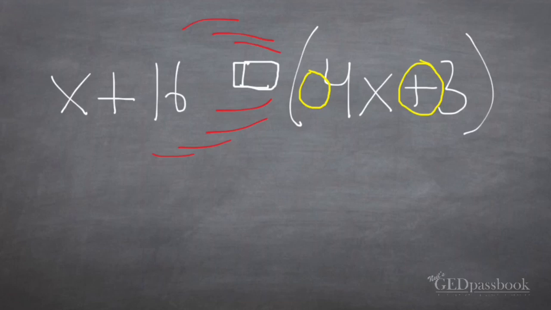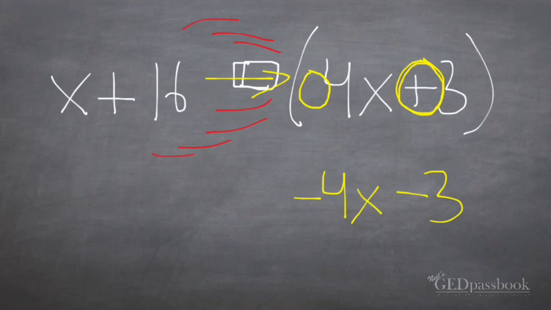So I circled this one. Even though it's not there, this was a positive 4x. And this one over here that I circled was already a positive 3. So this bullet is going to go inward and flip the sign of those terms. So if this was a 4x, what does it become now? A negative 4x. This was a positive 3. It's going to become a negative 3.